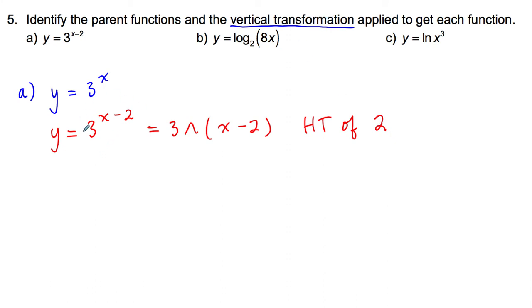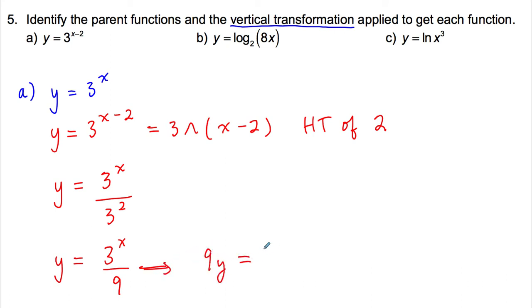So we need to really think about our exponent laws here and find another way to write 3 to the x minus 2. Well, when we're subtracting the exponents, that means we were dividing two powers. So we can rewrite 3 to the x minus 2 as 3 to the x divided by 3 to the 2. In other words, y equals 3 to the x divided by 9. Now we can rewrite that equation as 9 times y is equal to 3 to the x. And now we see we have a transformation of multiplication being done to y.